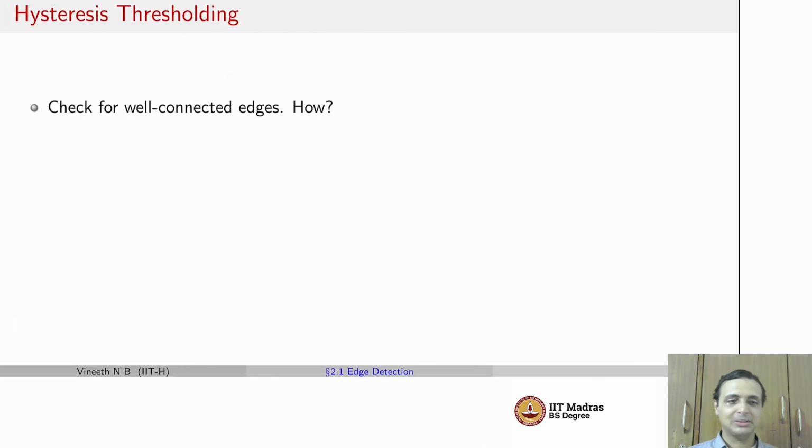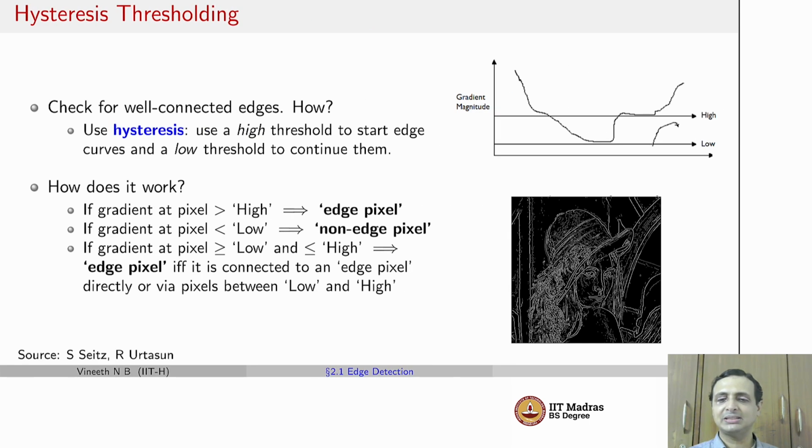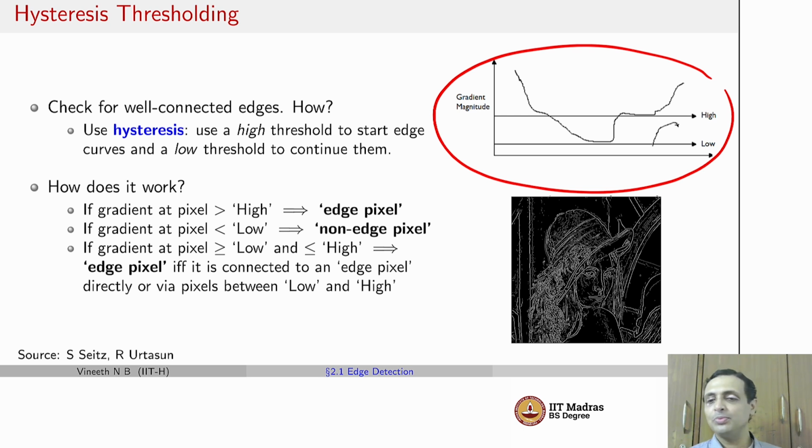If you don't have an idea yourself, the method proposed here is called hysteresis thresholding. Okay. What does that mean? Hysteresis thresholding means that you would have to threshold your gradient magnitude. You would have two thresholds, a high threshold and a low threshold. These are just values that you have to set up. You give a particular value for the high threshold and the low threshold.